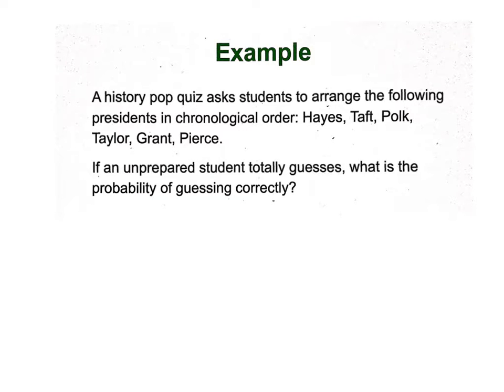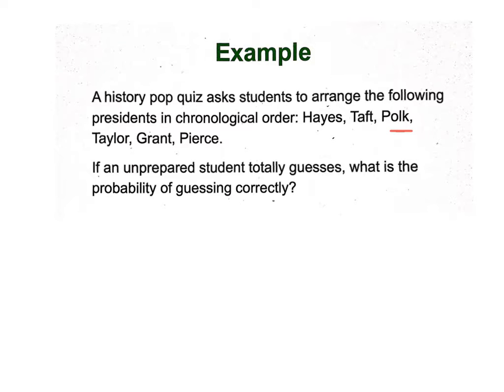A history pop quiz asks students to arrange the following presidents in chronological order: Hayes, Taft, Polk, Taylor, Grant, Pierce. Do you know one of those presidents is from Tennessee? It's this one right here, James K. Polk. Okay, now, if an unprepared student totally guesses, what is the probability of guessing correctly?